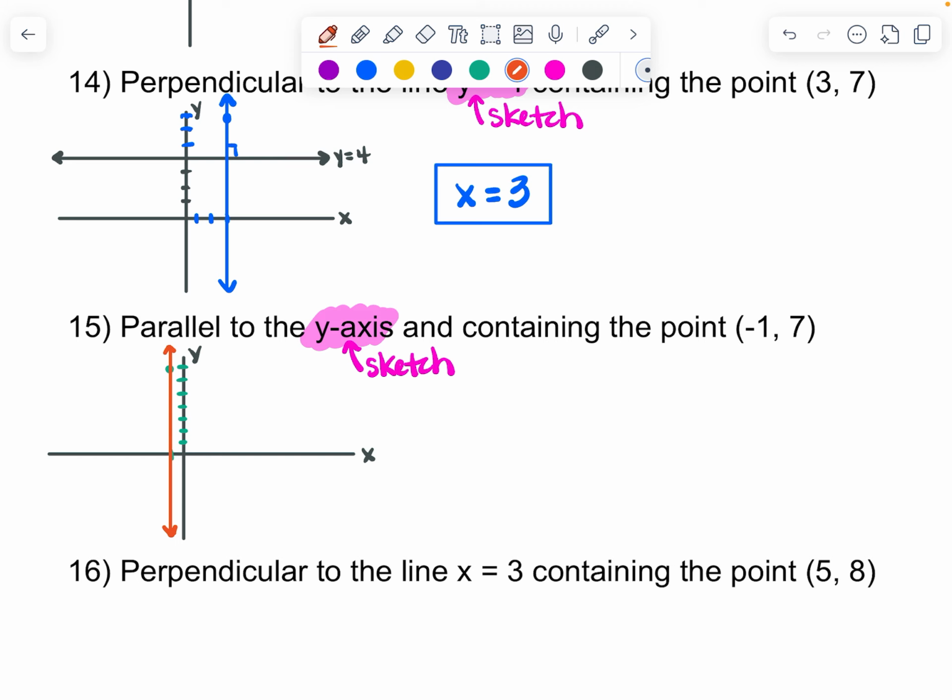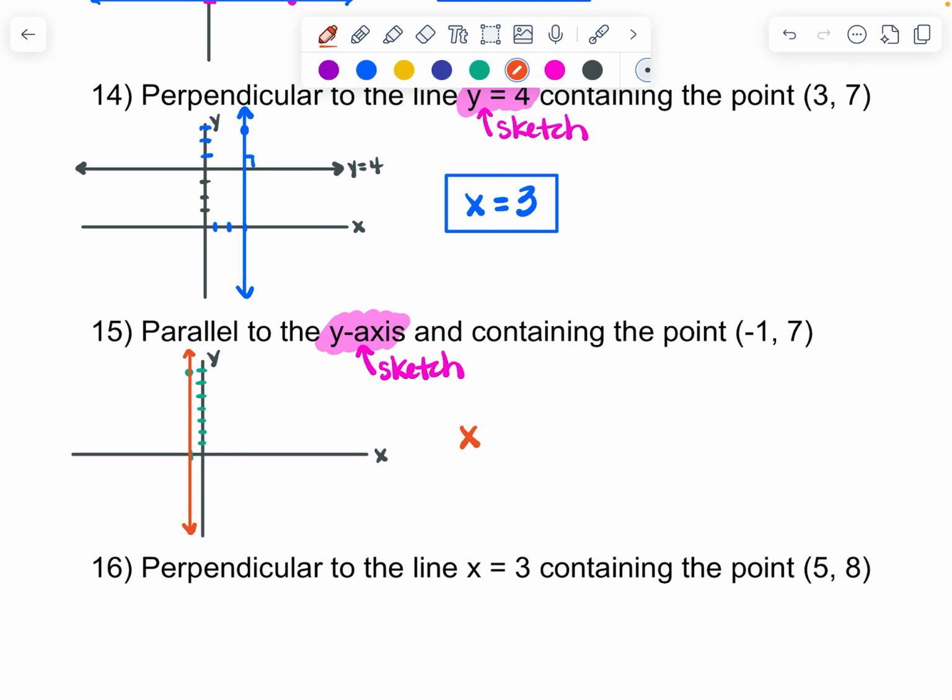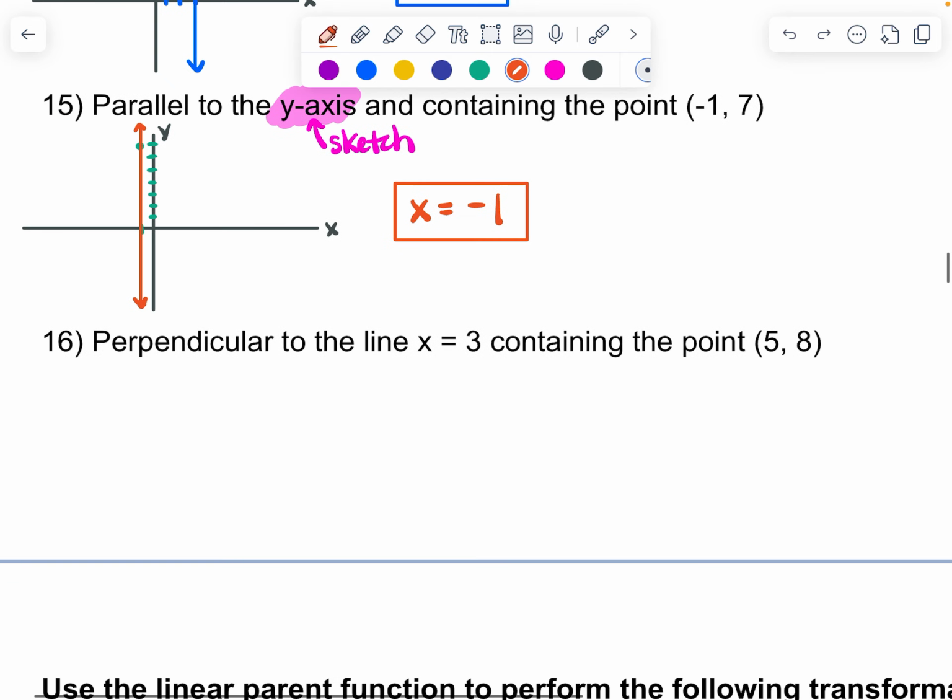So you just need to recognize, oh, it's a vertical line, which means he's only allowed to cross the x-axis at -1, which means that is his equation, x equals -1, which makes total sense because, again, -1 is the x coordinate there. Okay, so just draw yourself a quick sketch. All right, last one. Perpendicular to the line x equals 3, which is clearly not a normal line.